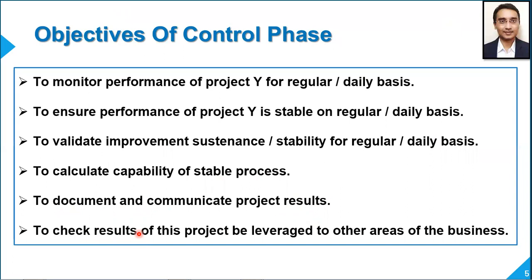Secondly, can we utilize the knowledge which we gain for a given metric for a given location? Can we use the same knowledge base for the same metric for some other location? By the end of the day, you can utilize the DMAIC methodology for any metric. So if you learn to utilize DMAIC, which is a problem solving methodology, successfully for a given project or for a given metric, you can replicate it for different purposes, for different metrics, and for different locations as well. So can we do that? We need to understand that as well. That's one of the objectives of the control phase too. So that's about checking whether the results of this project can be leveraged to other areas of the business.